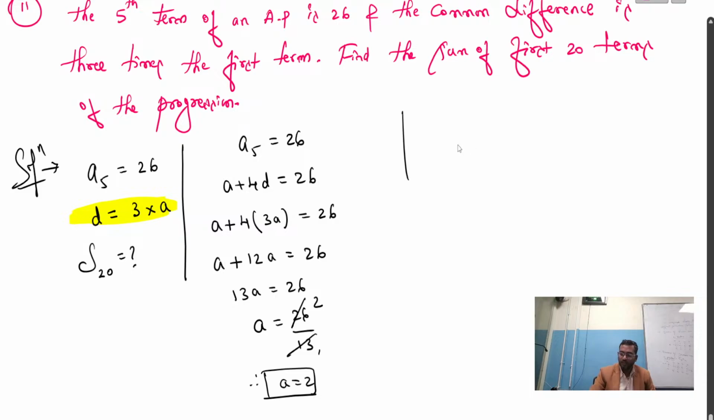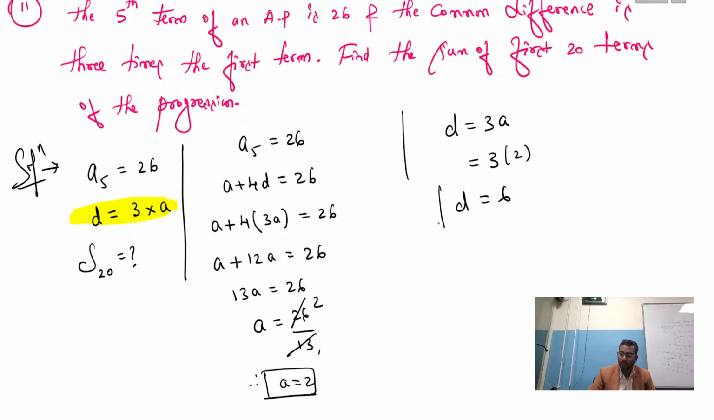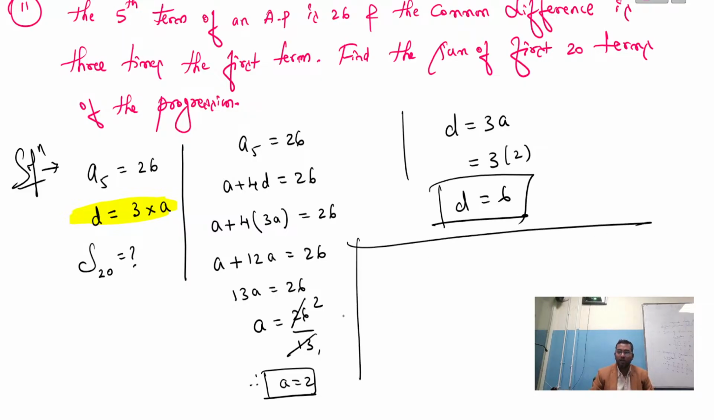Similarly, they have said that the value of D is 3A. Now here we can substitute the value of A as 2, which we just got, that is 3 into 2 is 6. We got the value of D. As you know, we got the value of A and also the value of D. Now they are asking us to find the sum of 20 terms.